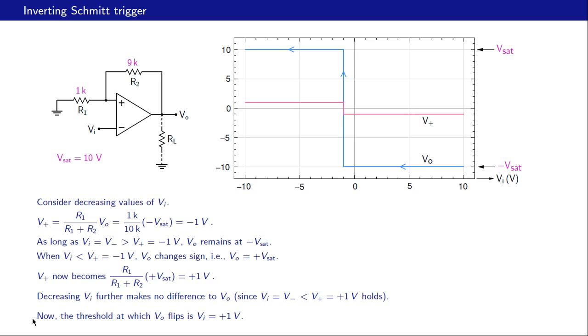Now the threshold at which Vo flips is plus 1 volt. So now imagine that we are increasing Vi in that direction and V plus is sitting at 1 volt. When Vi crosses that 1 volt, the output is going to change again, like that. So that is our Vo versus Vi relationship, and we see this strange part here which is called hysteresis.